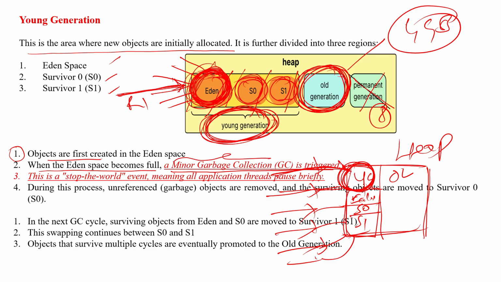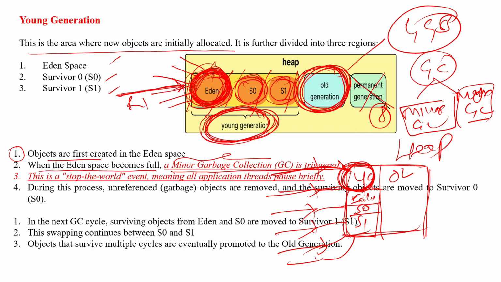Now we have learned about garbage collection. Inside garbage collection, we have two types: minor GC and major GC. I will explain the difference between minor GC and major GC. Now suppose that when the requests connect first in the Eden, if it is full, a minor garbage collection will be triggered, and this is a stop the world event, meaning all application threads pause briefly. Now this is a very important part.